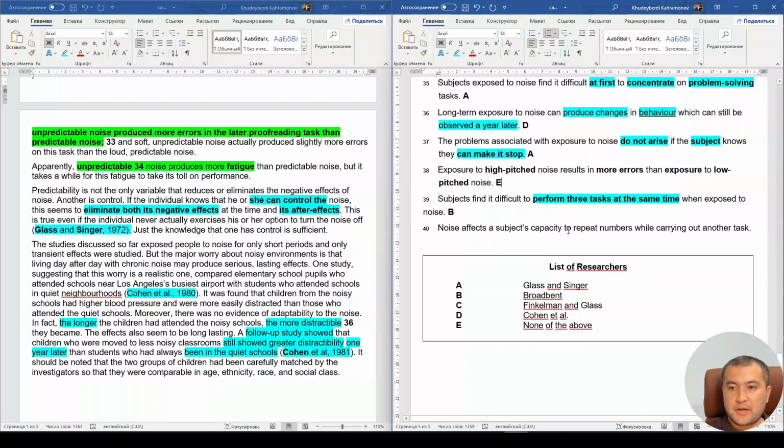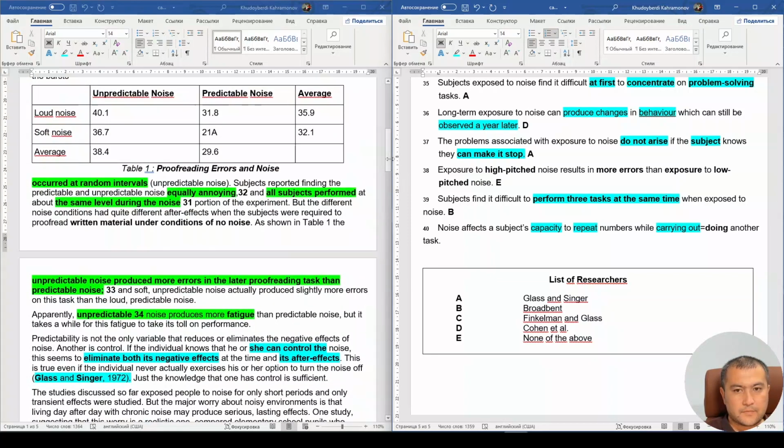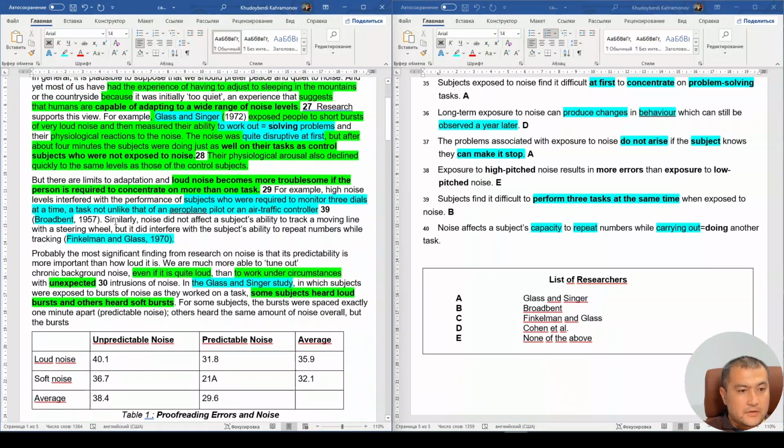Noise affects a subject's capacity to repeat numbers while carrying out another task. Capacity to repeat numbers while carrying out. Carry out means doing, right? Another task. So Glass, colon. Similarity: noise didn't affect a subject's ability to track a moving line with a steering wheel, but it did interfere with the subject's ability to repeat numbers while tracking. Okie dokie.